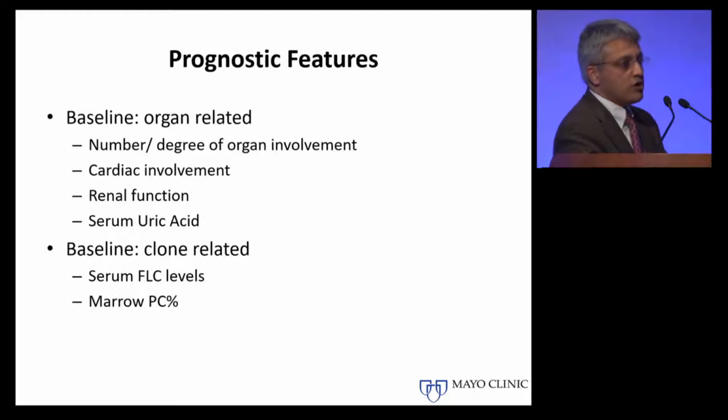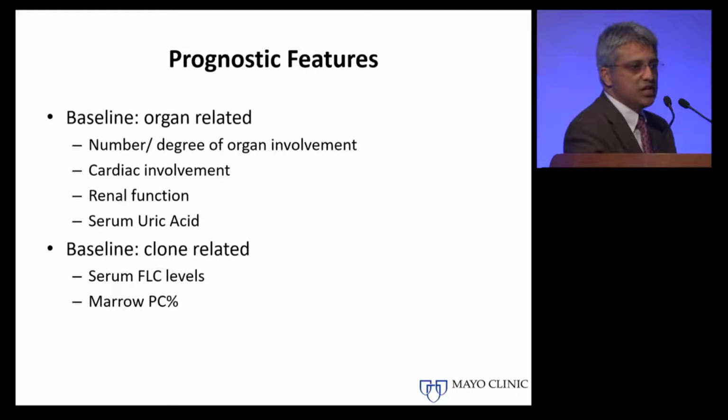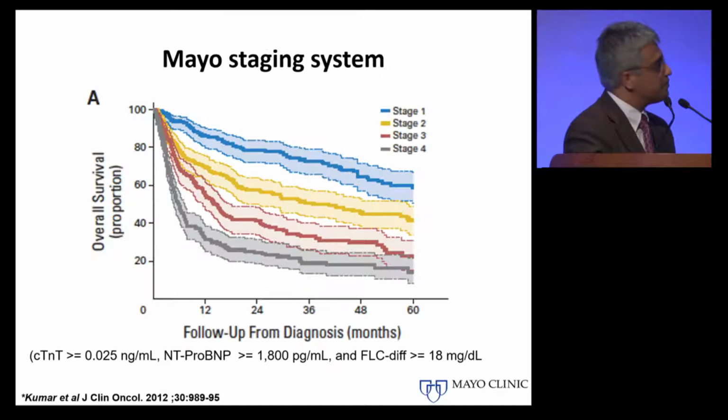So what are the different prognostic factors when you think about patients with amyloidosis? As I said in the beginning, the most important prognostic factor is the number of organs involved and the degree to which each individual organ is involved, particularly the cardiac involvement. There are other factors like serum uric acid that has been described as prognostic factors, and these are mostly organ-related prognostic factors. We also know that there are prognostic factors that are related to the plasma cell clone that is making the light chain, including the serum-free light chain levels and the bone marrow plasma cell percentage.